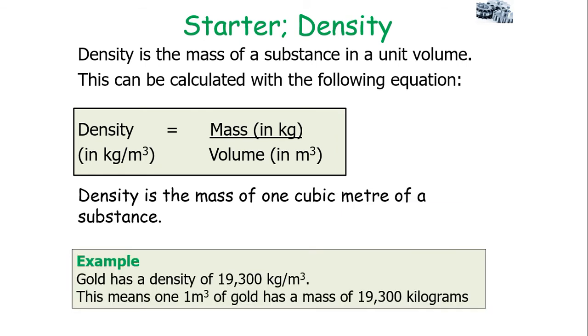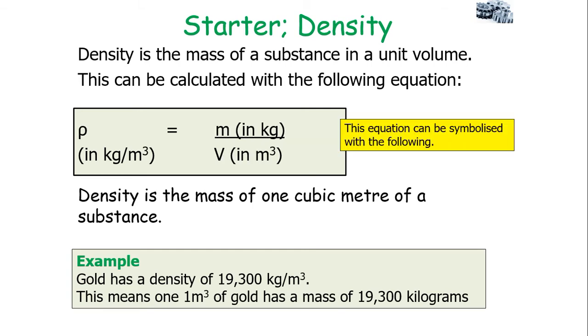So we can clarify that density is the mass of 1 cubic meter of a substance. So gold has a density of 19,300 kilograms per meter cubed. So it means that 1 meter cubed of gold has a mass of 19,300 kilograms. We can symbolize our equation with the following symbols: rho representing density, m representing mass, and v representing volume. So rho equals m over v.